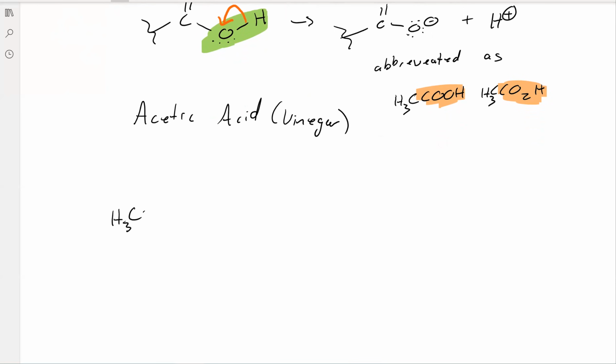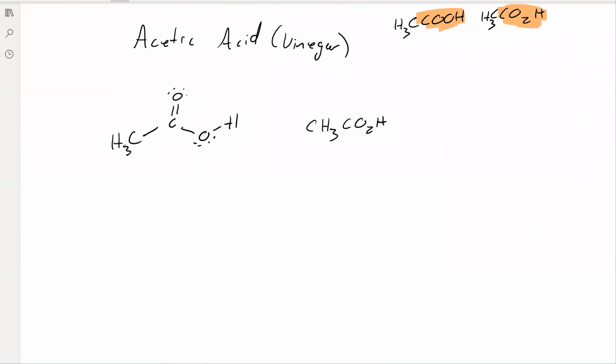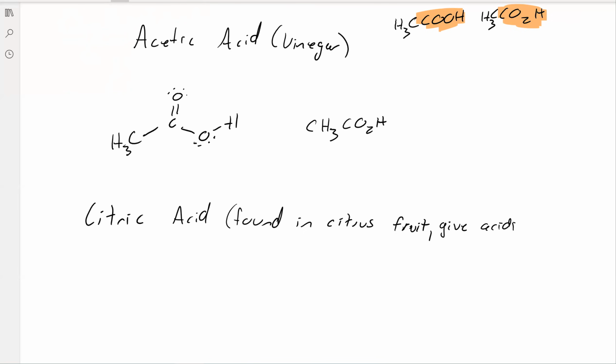Acetic acid is just a CH3 and then attached to our carboxylic acid motif. Again, that would be abbreviated as CH3CO2H or CH3COOH, whichever one you prefer. So that's a very common acid that you can drink and nothing really bad happens. Another one is citric acid. So that's found in citrus fruits, obviously. Your oranges, limes, that kind of thing, and that's what gives it the acidic taste, because obviously it's an acid.